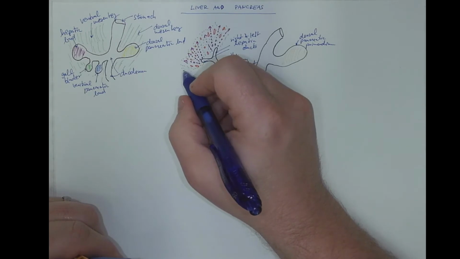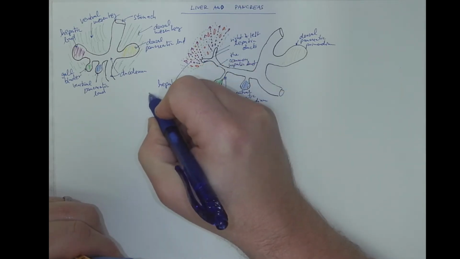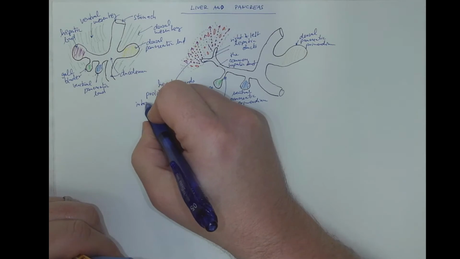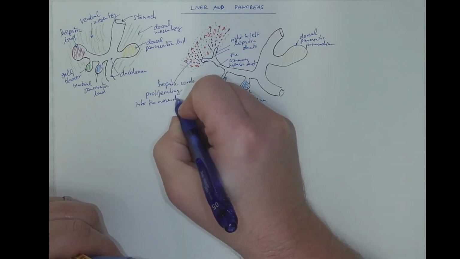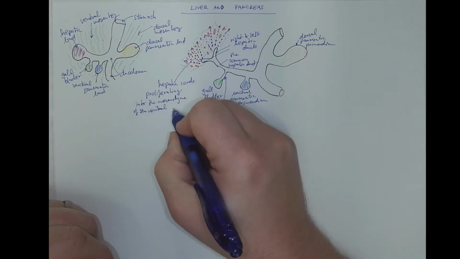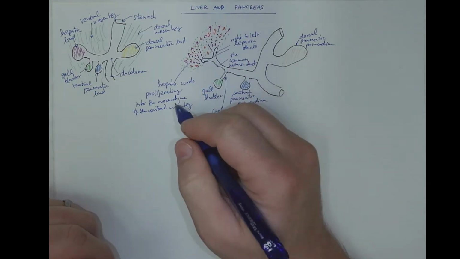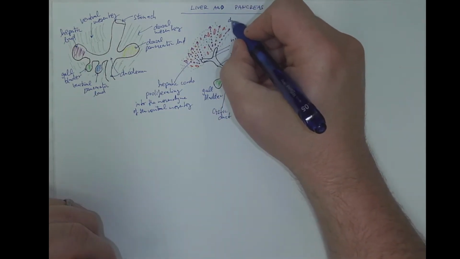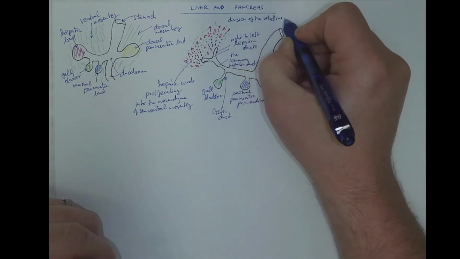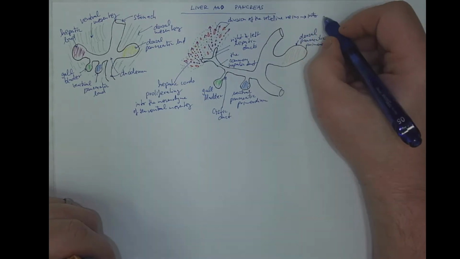Now this is the proliferation of the hepatic cords. Hepatic cords are proliferating into the mesenchyma of the ventral mesentery, and their proliferation will divide the vitelline vein into the system of hepatic sinusoids.